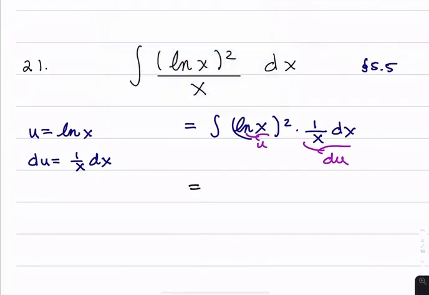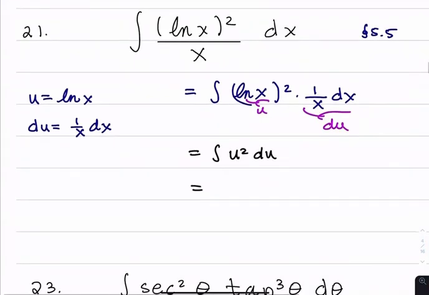So this whole thing is equal to the integral of u squared du, which is an easy integral using the power rule. I have u squared, I take 2 plus 1 and get 3. And so therefore, let me write 1/3 times u to the third, and u to the third is going to be (ln x) to the third. Notice this is not ln of x cubed. This is parentheses ln x, all of that cubed. So that's that one.